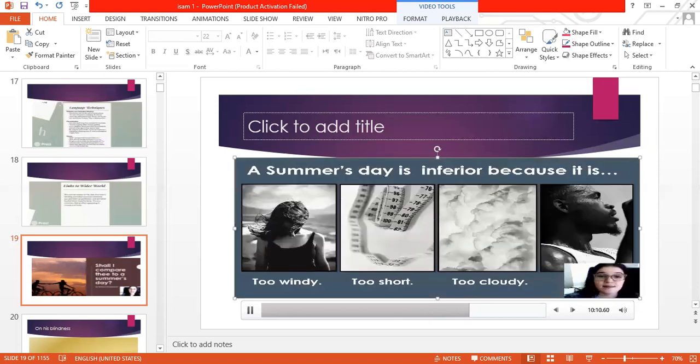A summer's day is inferior because A, it is too windy, B, it is too short, C, it is too cloudy, and D, it is too hot. These are the reasons why a summer's day is not a good comparison. It doesn't meet the standard of his lover's beauty.